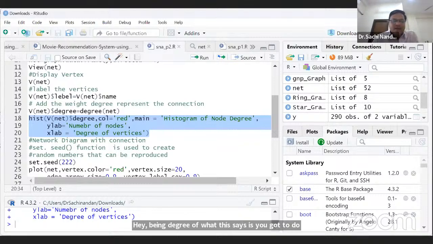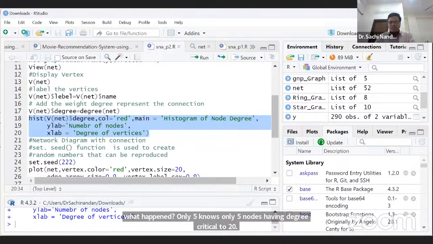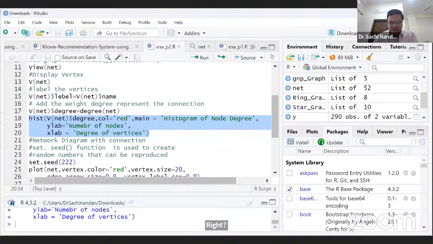Similarly, what happened? Only 5 nodes have degree equal to 20, right? Similarly, there is no node whose degree of vertices is equal to 60, but only 1 and 2 nodes whose degree of vertices is equal to 70. So what is the mean degree?